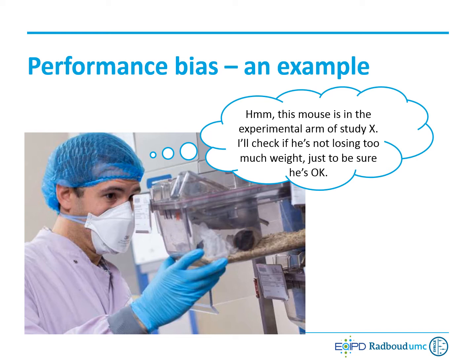Obviously, this researcher is acting out of concern for the well-being of this animal. But if his actions differ systematically between the experimental groups, this can introduce bias. So blinding and randomization are both essential to prevent performance bias. I hope you're ready for the last phase of the experiment, the outcome detection.